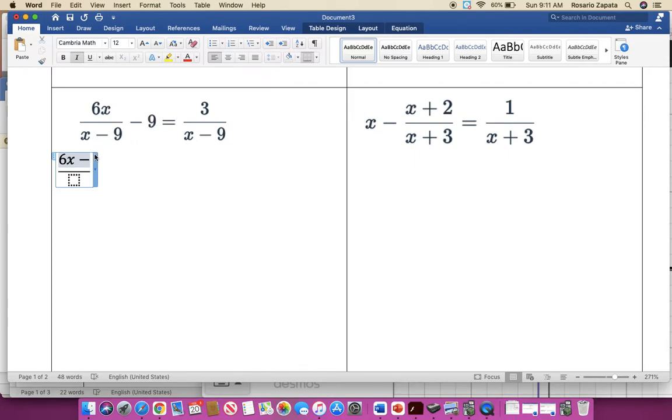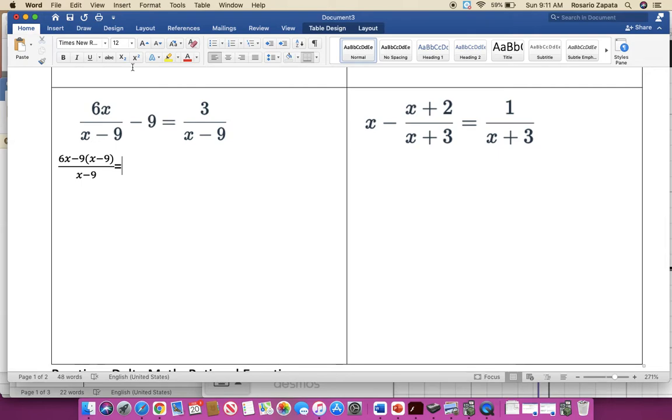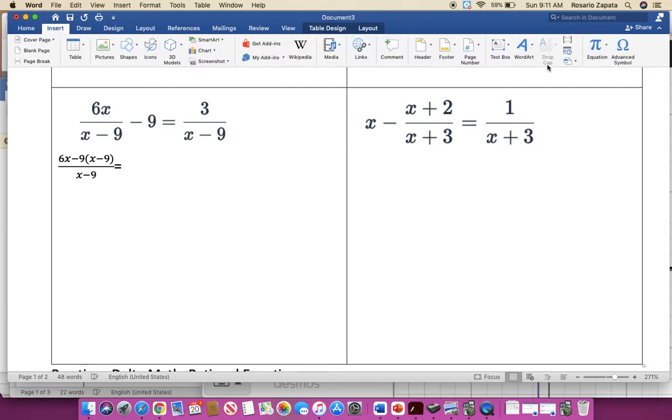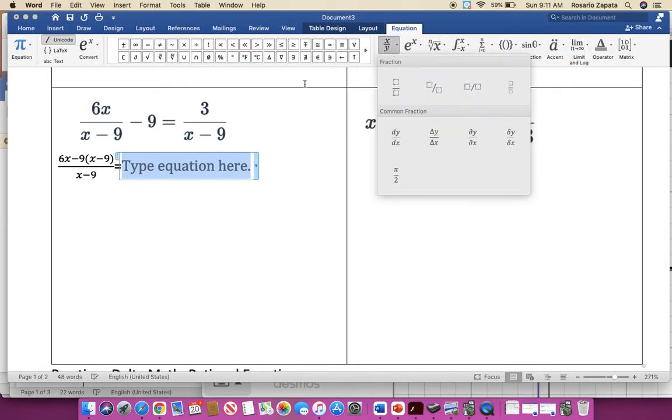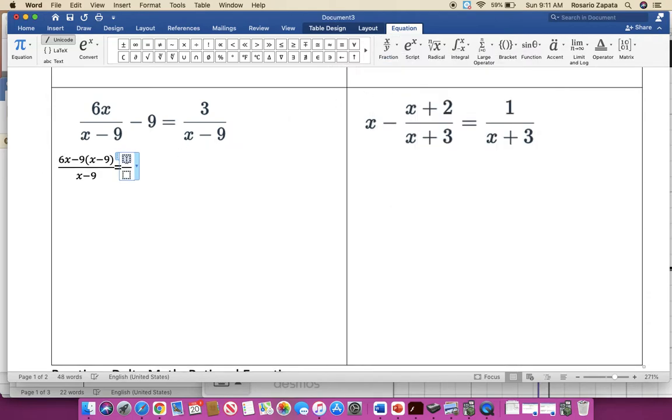So 9 times x minus 9. And then, of course, both denominators, 1 times x minus 9 is x minus 9. Is equal to the same fraction, and that's 3 over x minus 9.